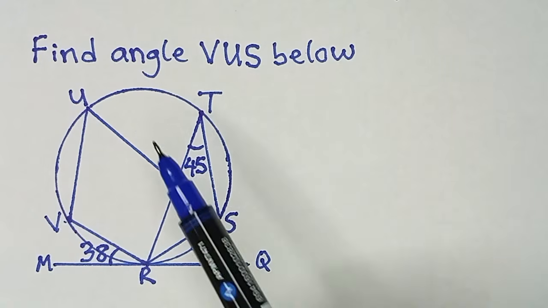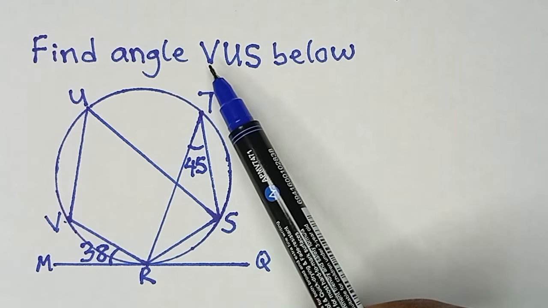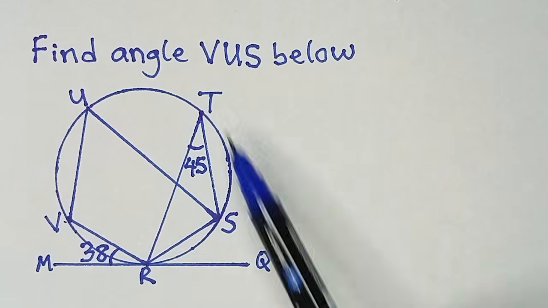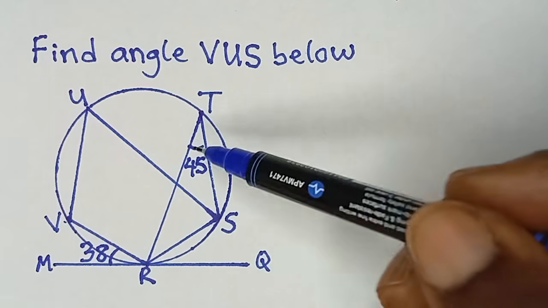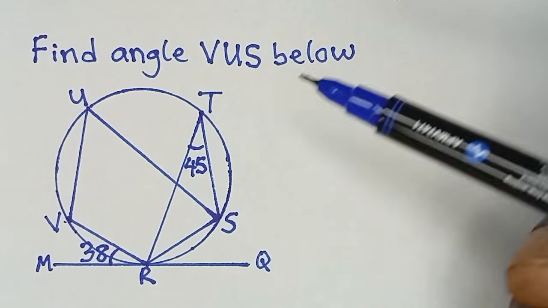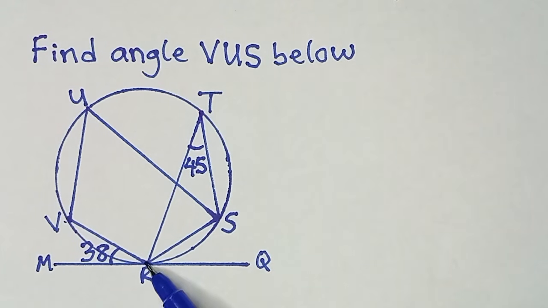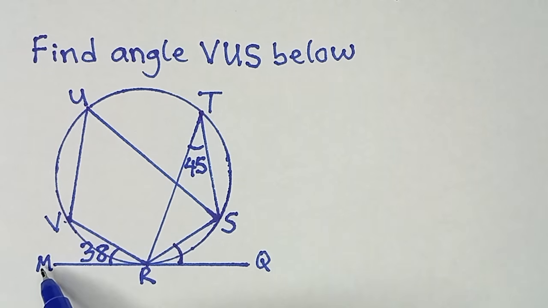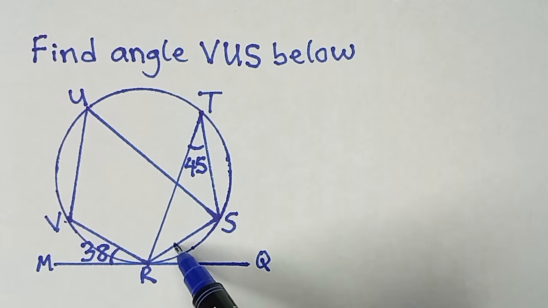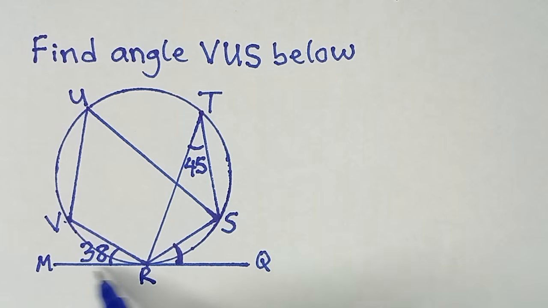Let me show you a very fast way to find angle VUS in this circle geometry problem. The first thing we have to look at is this angle 45 degree here. If you look at this line RS, it is a chord in the circle, and it makes this angle with the tangent. Don't forget, this line MRQ is a tangent. So this chord RS makes this angle here with the tangent.